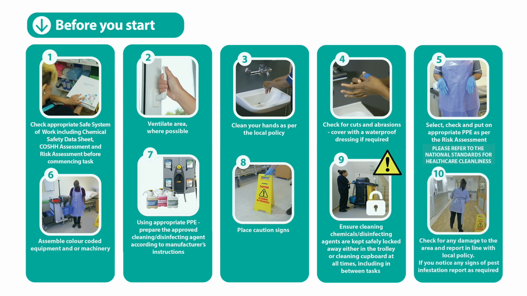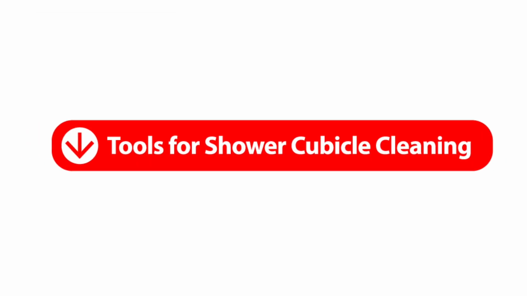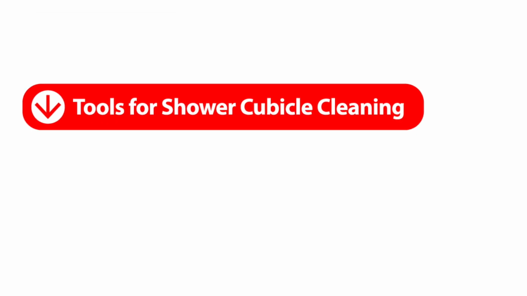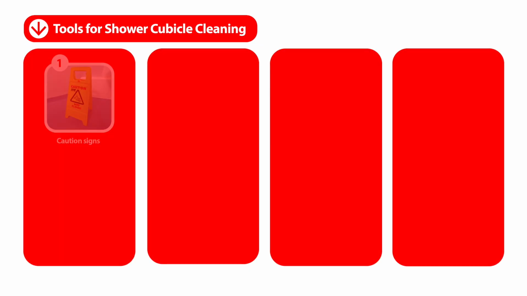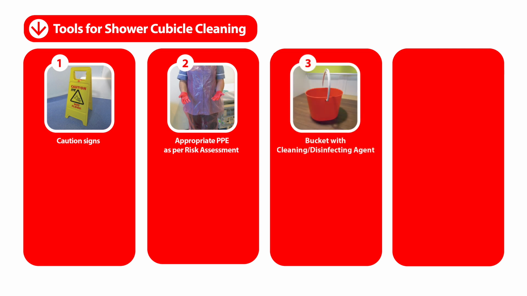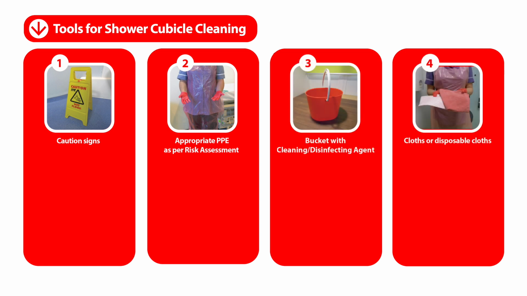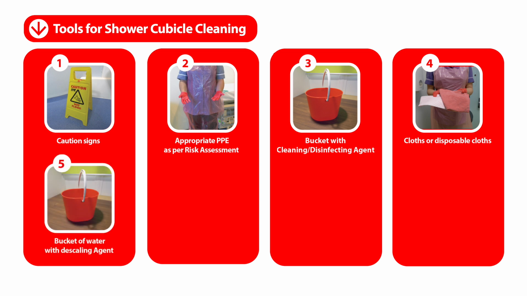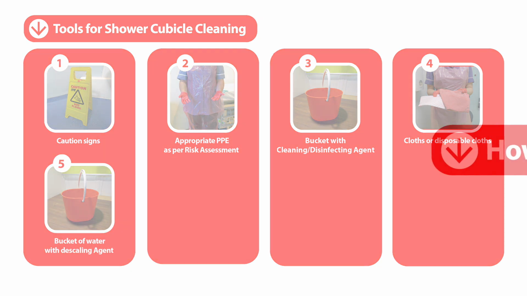Check for any damage to the area and report it in line with your local policy. If you notice any signs of pest infestation, report it as required. Tools you'll need for shower cubicle cleaning are caution signs, appropriate PPE as per your risk assessment, bucket with cleaning disinfecting agent, cloths or disposable cloths, and a bucket of water with descaling agent.